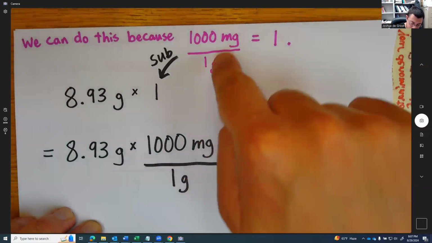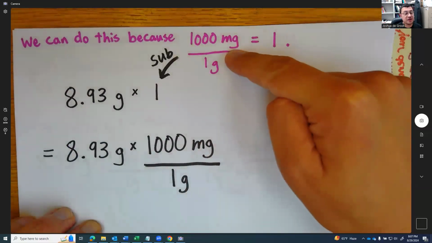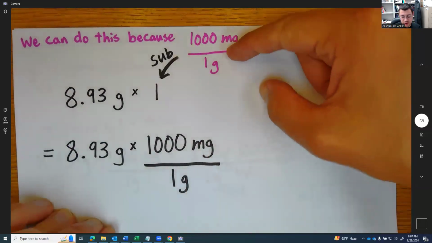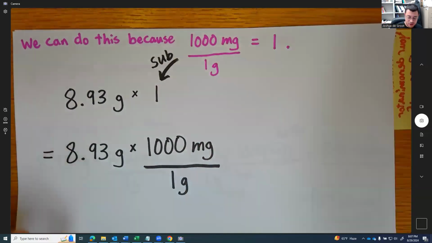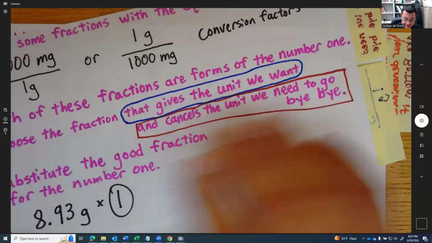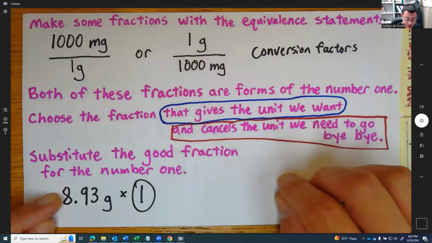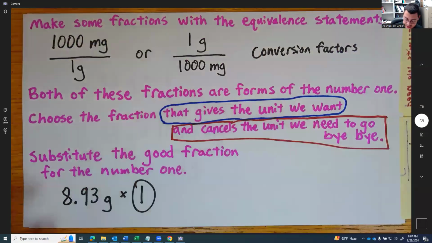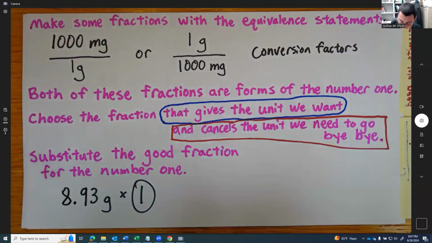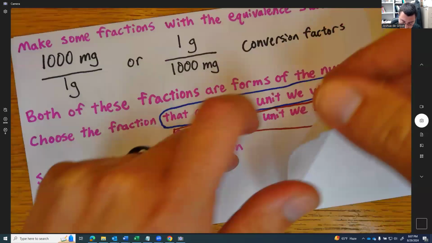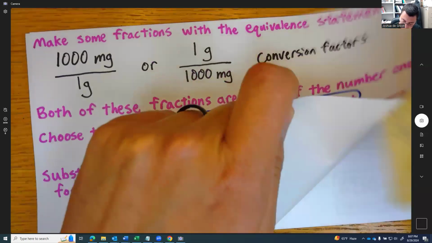And I'm going to go with this fraction: 1,000 milligrams over 1 gram. I am not going with the other fraction. I'm going to go with this fraction. And that's because, well, first let's keep track of score.